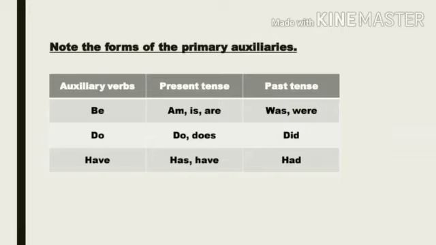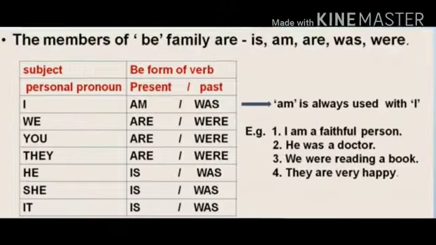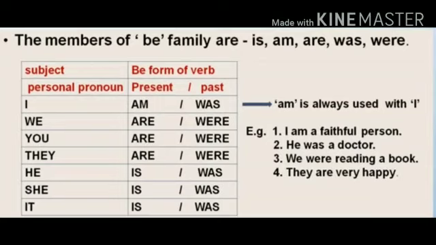Now let's see these with some good examples. Here in this table you can see I have used some personal pronouns and the present and past forms of auxiliary verb be. In this table, you can see I, we, you, and they, which are plural personal pronouns, while he, she, and it are singular personal pronouns.